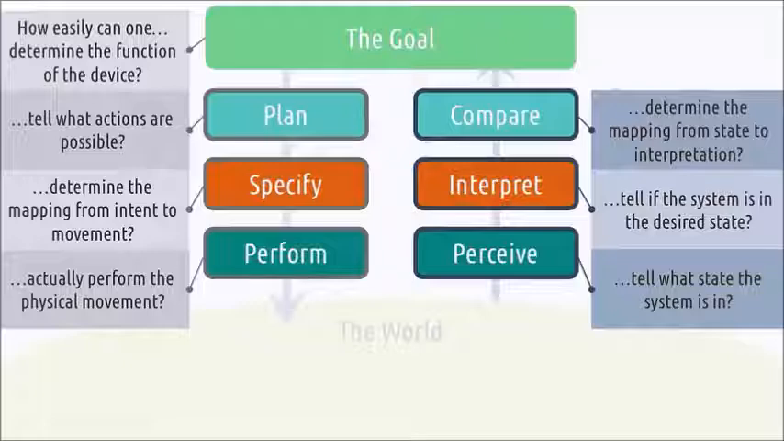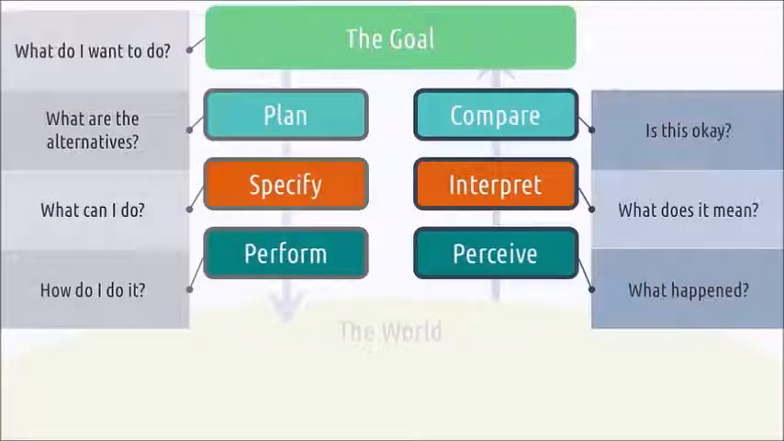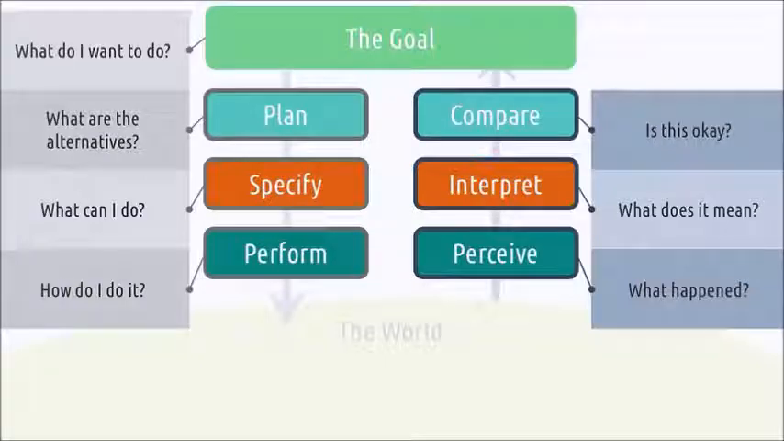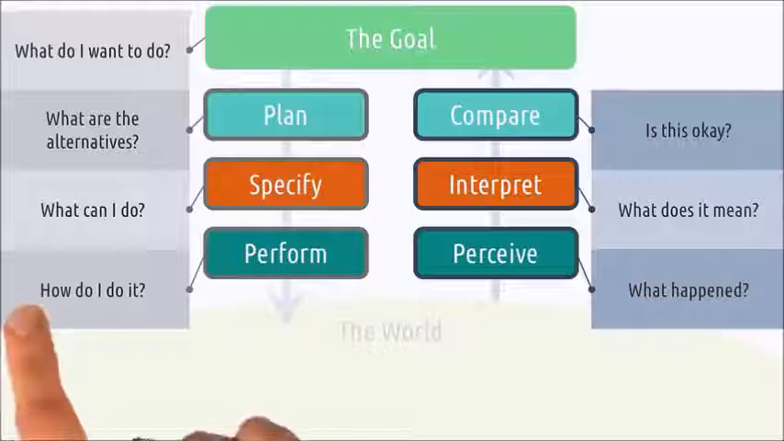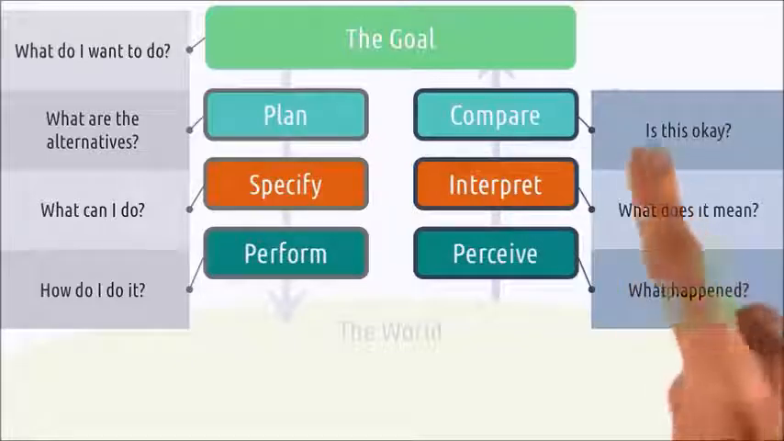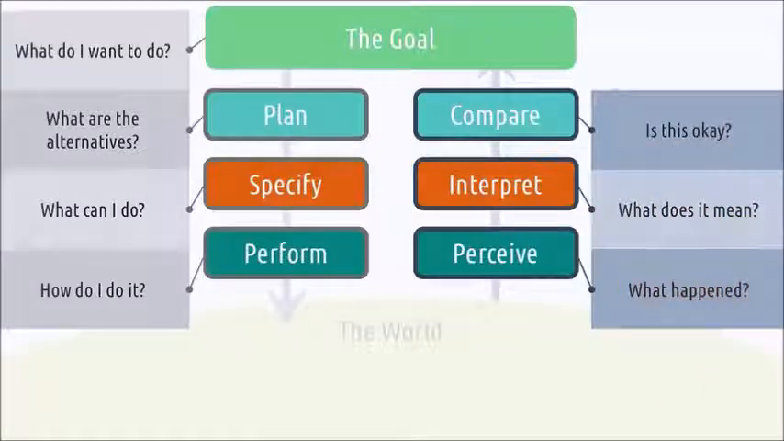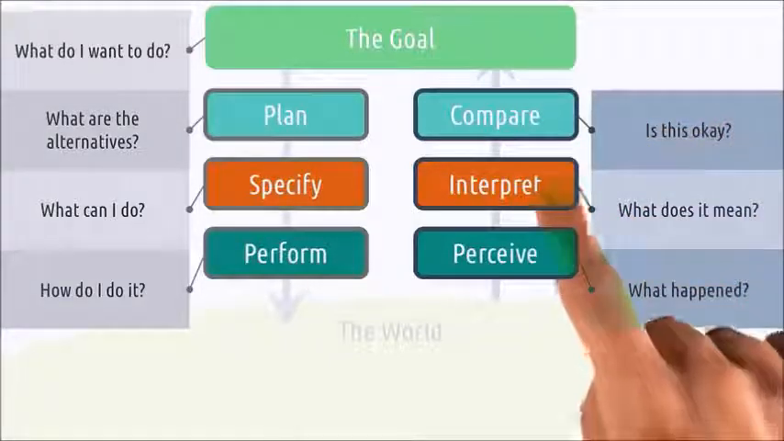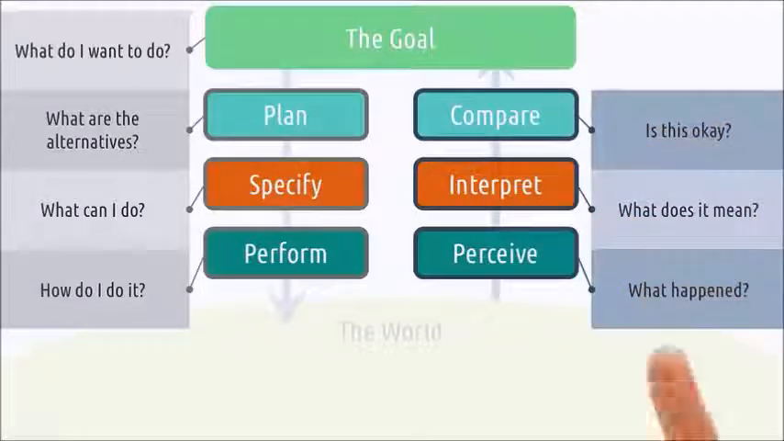Norman also makes it even more clear by describing this specifically in terms of what the user is thinking. The user starts by thinking, what do I want to do? Then they consider what are the alternatives for accomplishing it. Then they specify what can I do to actually perform one of those alternatives. And then they ask, how do I do that? Once they've done it, they ask, what happened? What does that mean? And is that okay? I like this phrasing because it makes the distinction between interpreting and comparing a little easier. Interpreting is just about understanding what happened.